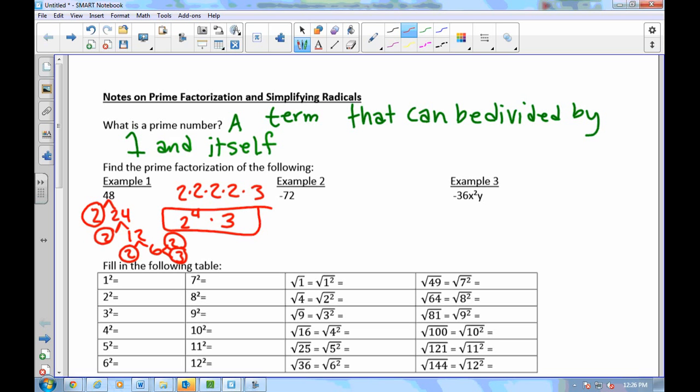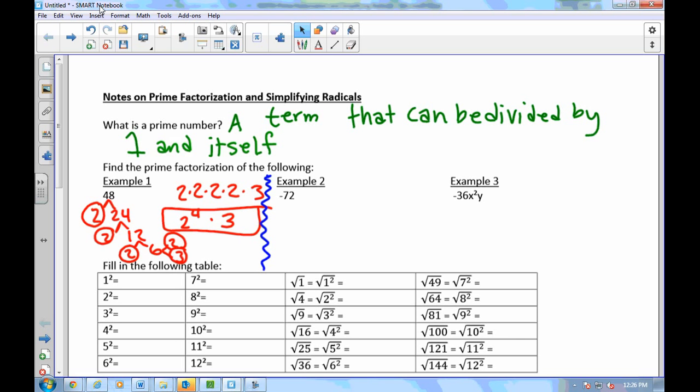Okay, with an eligible partner, I would like you guys to do the prime factorization, please, for negative 72. With an eligible partner, work out prime factorization for negative 72. That's why you have a neighbor. Talk to your neighbor about it.